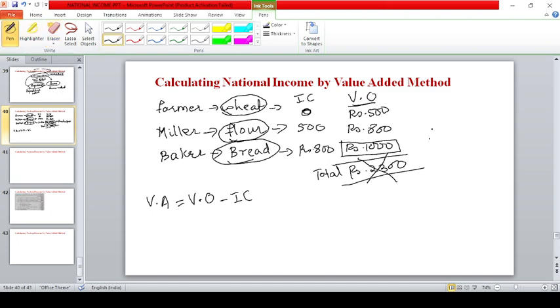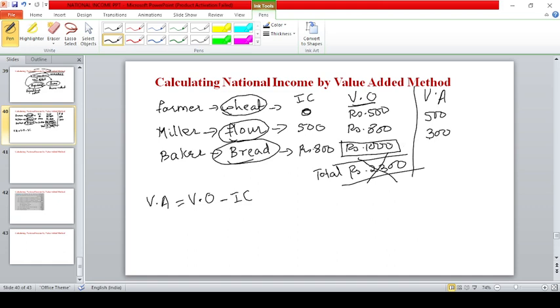So now let us see how we are going to calculate value added in each production process. Now here the value added was value of output minus IC, that was rupees 500 only. In the second process, what is happening? Value of output was 800. 800 minus 500, that is going to give me 300.